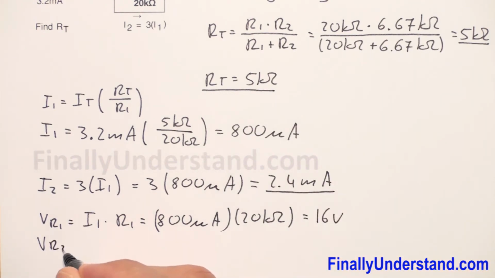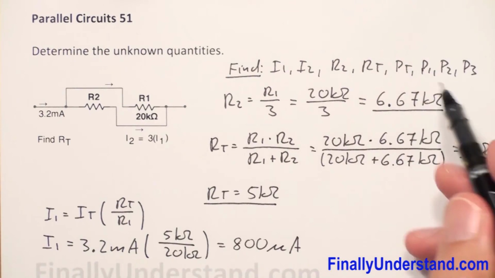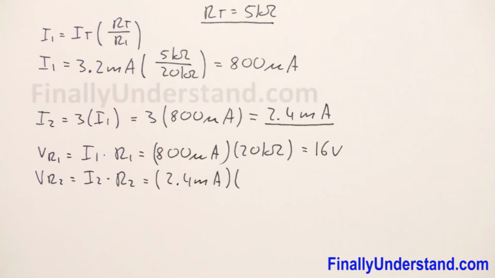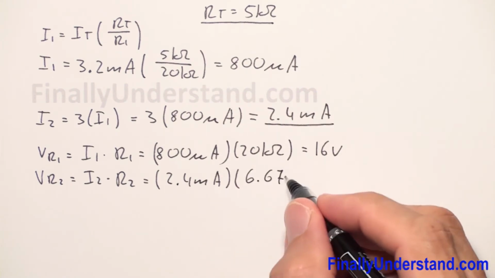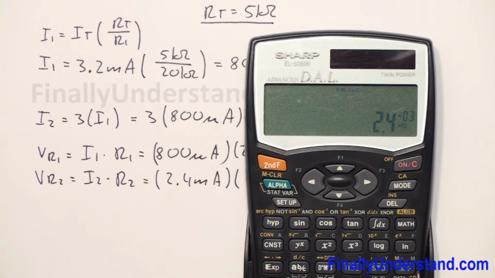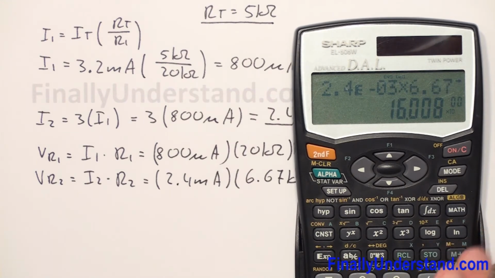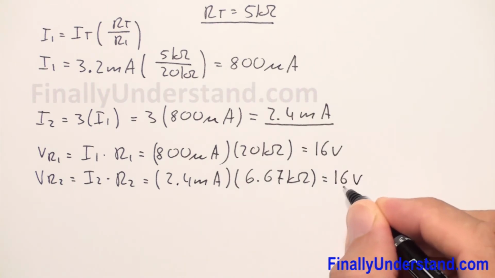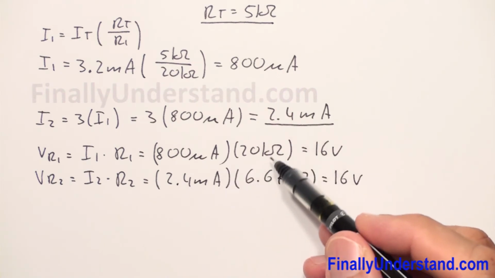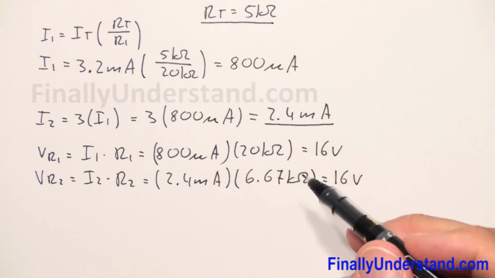VR2 is equal I2 times R2. So I2 is equal 2.4 milliamps, which we found over here, times R2, which is equal 6.67 kilo ohms. This is equal 2.4 exponent negative 3 times 6.67 exponent 3, which is equal 16 volts. So it means that our currents are correct, and the value of resistor R2 is correct. So R total is also good.